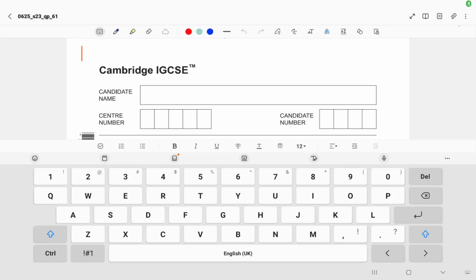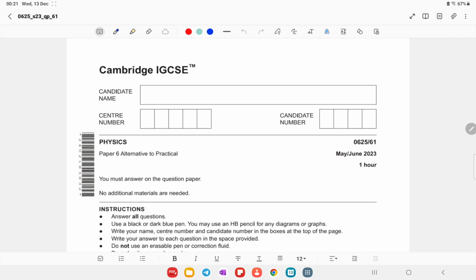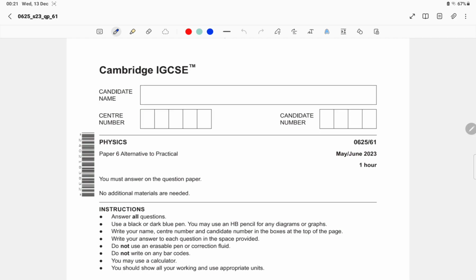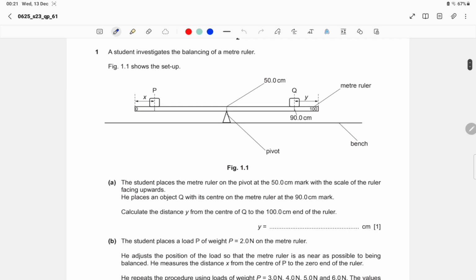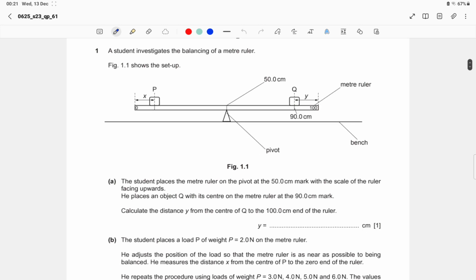Okay, guys, today we are going to solve a Cambridge IGCSE paper 6. This is the ATP paper, 0625/61, May/June 2023, a 1 hour paper. Let's start off with question number one, which states that a student investigates the balancing of a meter rule. Figure 1.1 shows the setup.